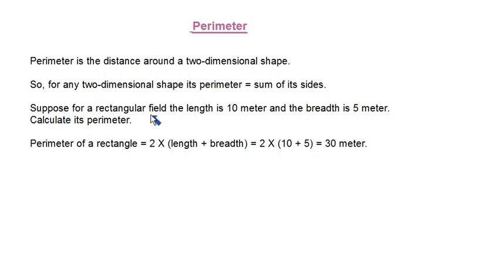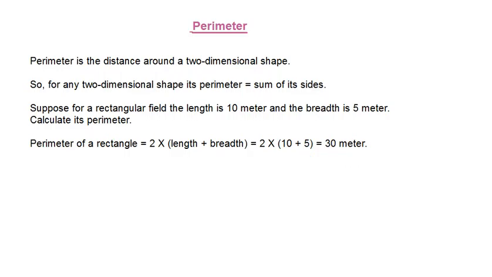Suppose for a rectangular field, the length is 10 meters and the breadth is 5 meters. Calculate its perimeter. So the perimeter of the rectangle is equal to 2 times its length plus breadth, that is 2 multiplied by (10 + 5), which is equal to 30 meters.